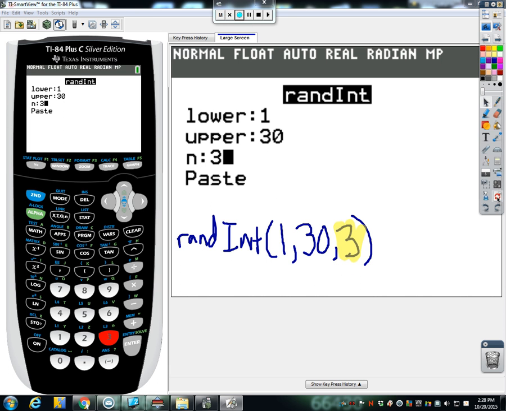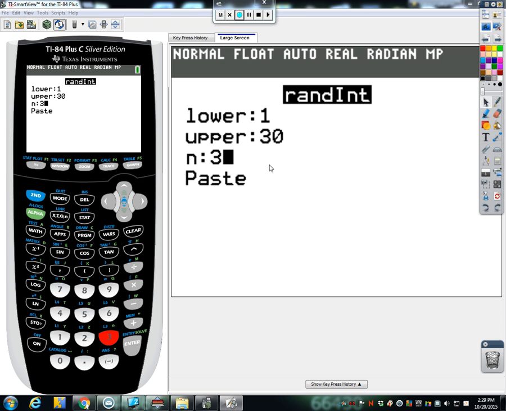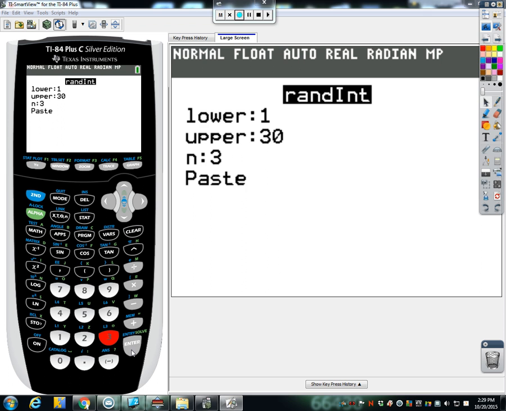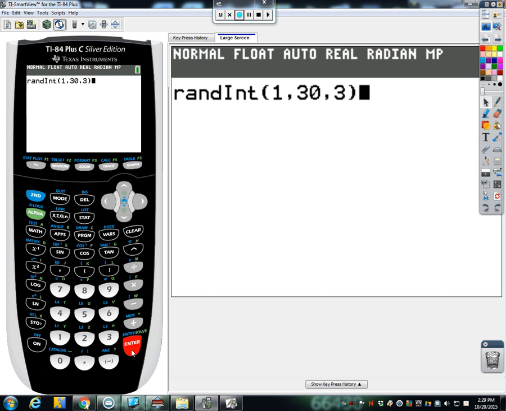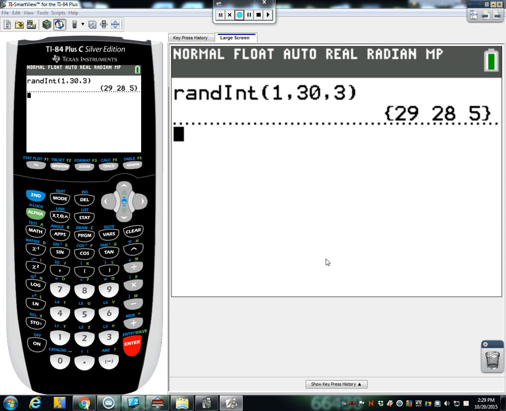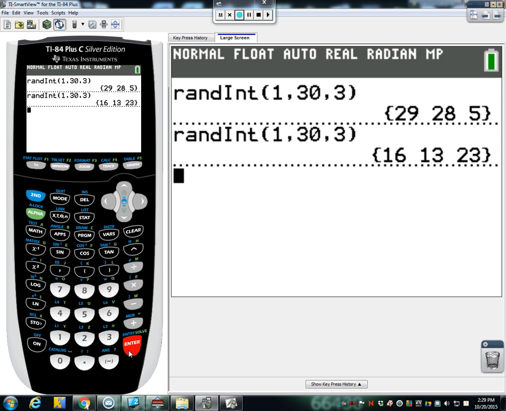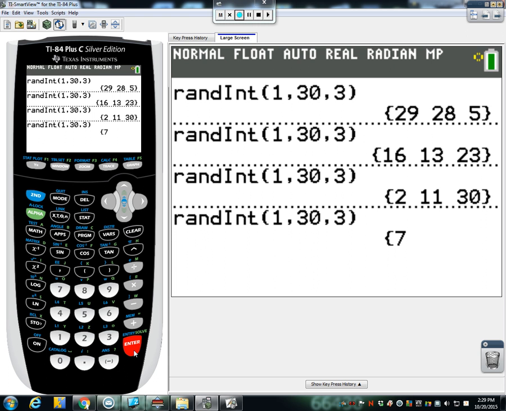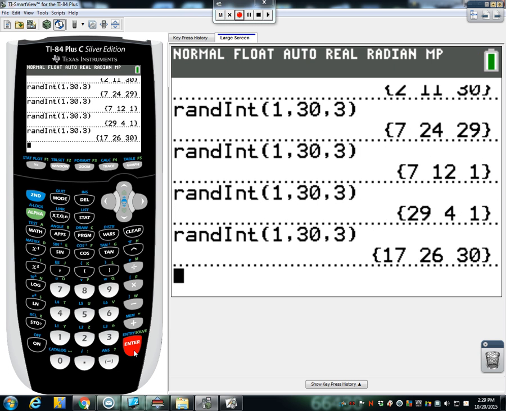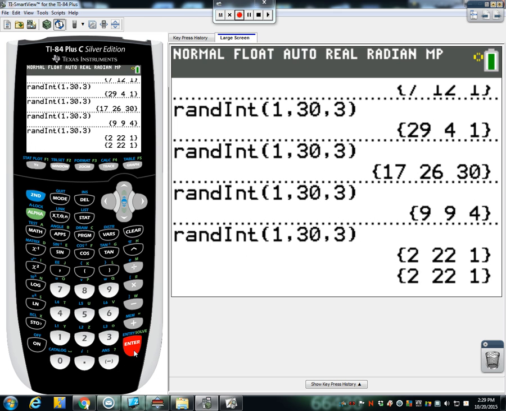All right, so now let's see what that looks like. There we go. And so here are my 3 random numbers, 29, 28, and 5. Now, if I want 3 more random numbers, I just got to press enter again, and it'll just redo it. So 16, 13, 23. And I could just keep going all day long, and I'm going to keep going until something very specific happens. Oh, there it is.